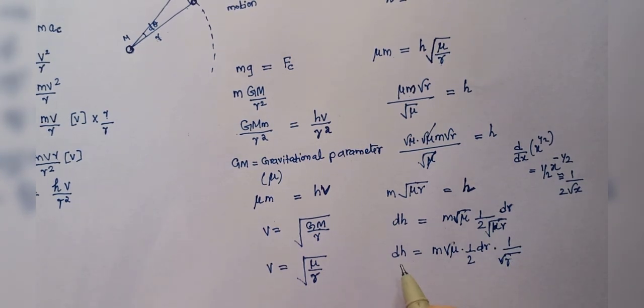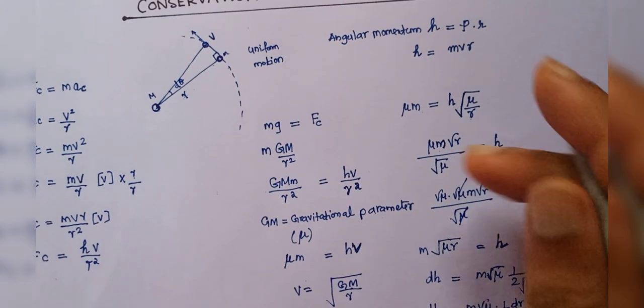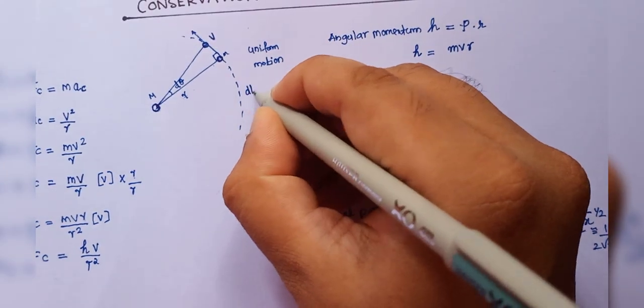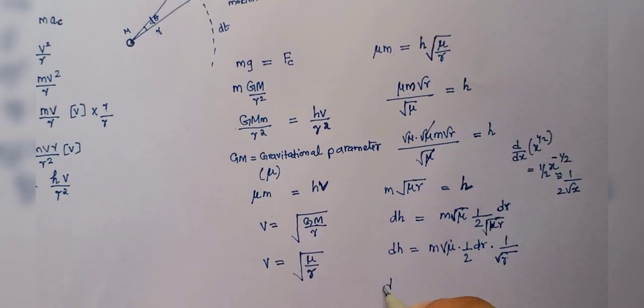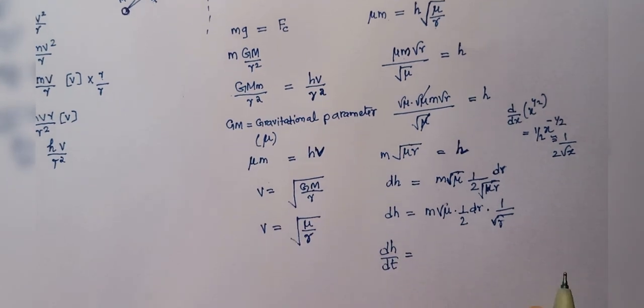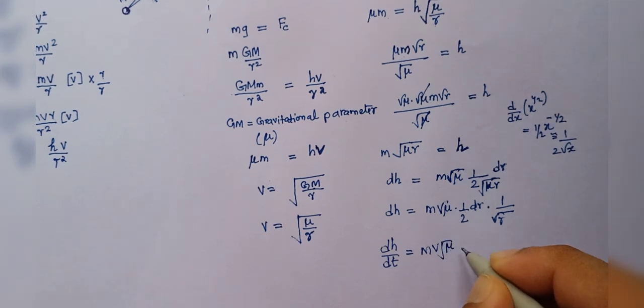So now we divide this entire term by a small time interval dt. So this is happening over a very small time interval dt. Now let's say dh by dt. So I write dh by dt is equal to m into root of mu into half into 1 by root of r.